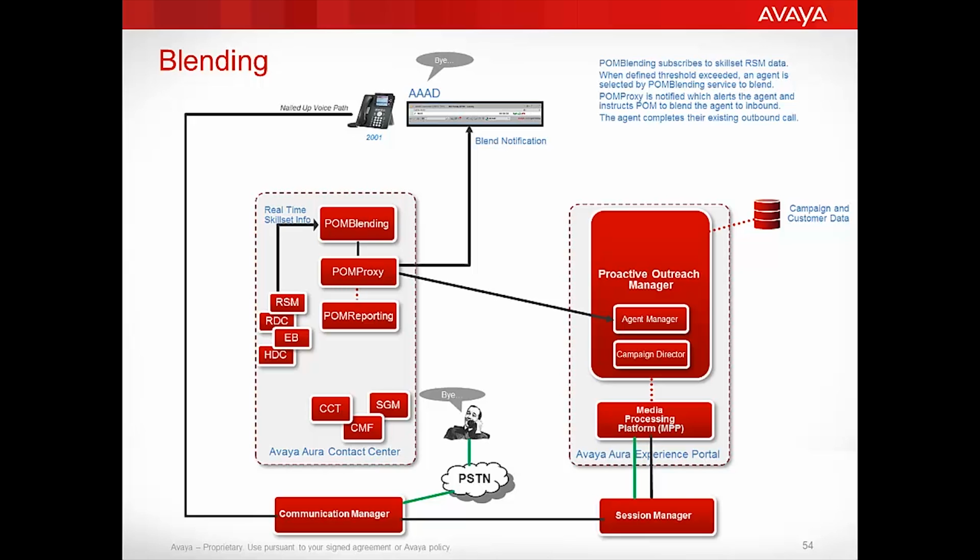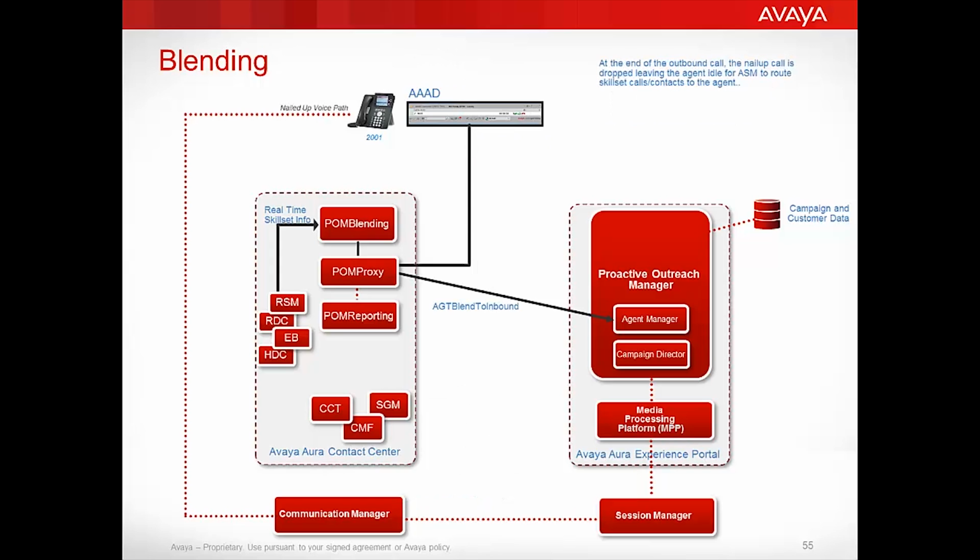The POM blending service will notify the POM proxy as to which agent is to blend, and that will instruct POM to blend the agent to inbound. When the agent gets the blend notification that they're moving to inbound, they get to complete out their existing outbound call. Then the AGT blend to inbound is sent to POM, and the Nailup is dropped at the end of the outbound call. And because the Nailup is dropped, ASM will now see the agent as being idle and will route skill set calls or contacts to that agent.